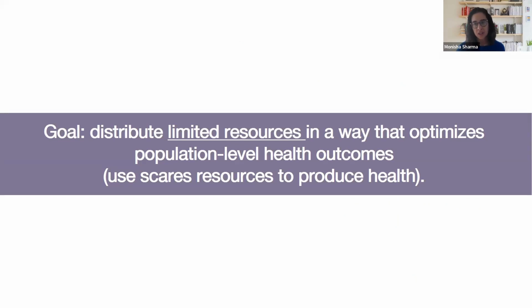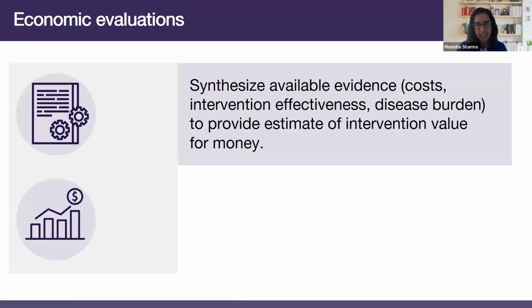And the overall goal of health economics is to distribute limited resources in a way that optimizes population-level health. So basically, we have a limited amount of resources, and we want to figure out the best way to distribute them to maximize health outcomes. And economic evaluations are a way to synthesize all of the available evidence, and this includes costs, intervention effectiveness, disease burden, etc., to provide an estimate of value for money of an intervention.